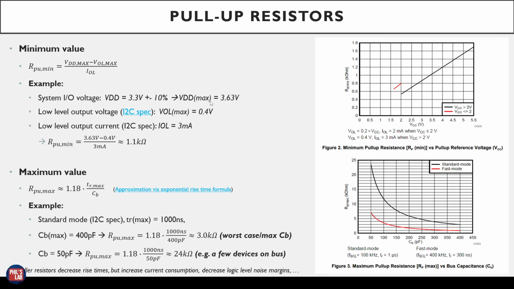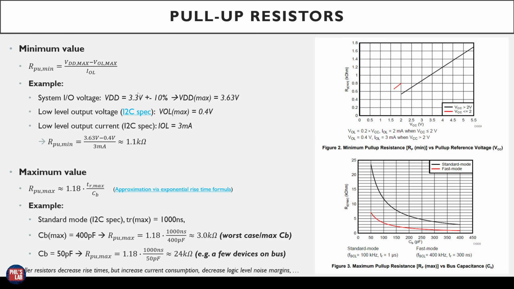So our maximum VDD will be 3.3 times 1.1, so adding 10%, so that'll be about 3.63 volts. So that's our VDD max. Our low-level output voltage, again taken from the I2C spec, we saw was 0.4 volts. And our low-level output current, again from the I2C spec for standard and fast mode, was 3 milliamps. Therefore, plugging these values in, so 3.63 minus 0.4 divided by 3 milliamps, gives us a pull-up resistance as a minimum. We shouldn't go below this value of 1.1 kilo ohms for this particular case.